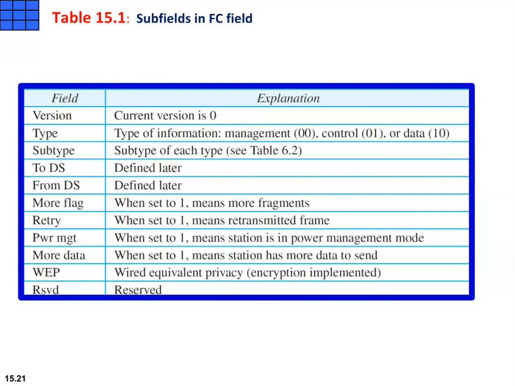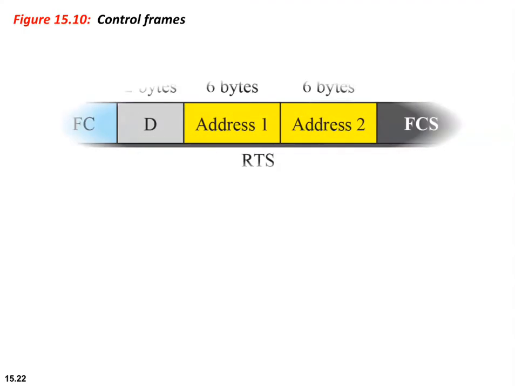Next is the type field, which is a 2-bit value. If the frame is a management frame, which is used for initial communication between the station and the access point, then the value will be 00. If the frame is a control frame, which is used for accessing the channel and acknowledging the frame, the value will be 01. Or if the type of the information is data, it carries data and control information, the value will be 10. Next is about the subtype. Subtypes we can see in the next slides, in the next table.